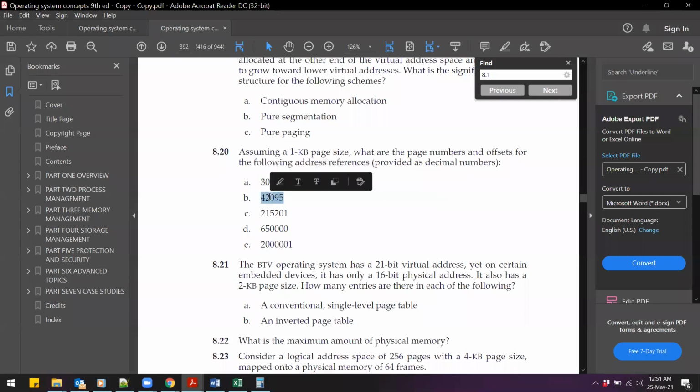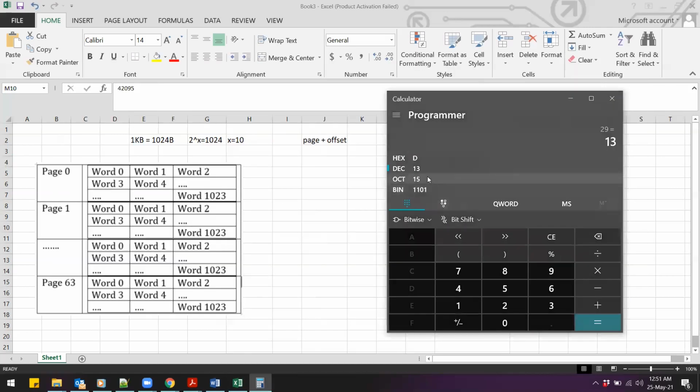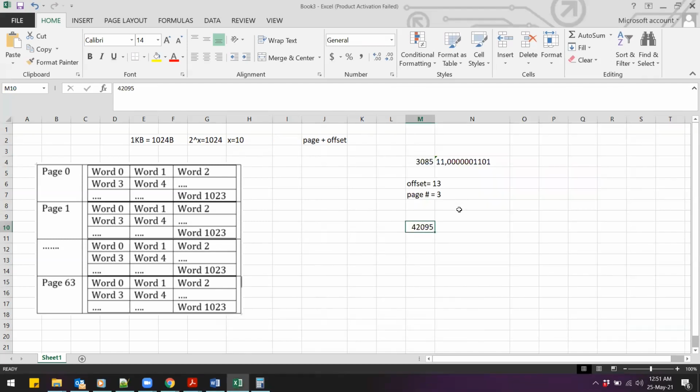Next one is 42095. So we'll convert that to binary. So 42095 in binary is this value. So again, we know the offset is 10 bits. So we'll again count 10 bits from behind. 1, 2, 3, 4, 5, 6, 7, 8, 9, 10. Again, I'll put a comma here to separate the page and the offset.